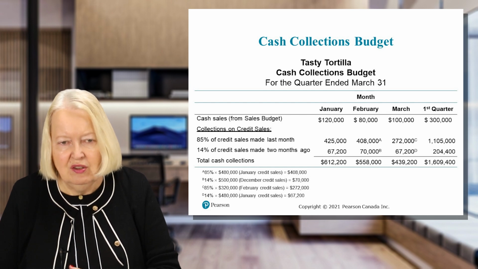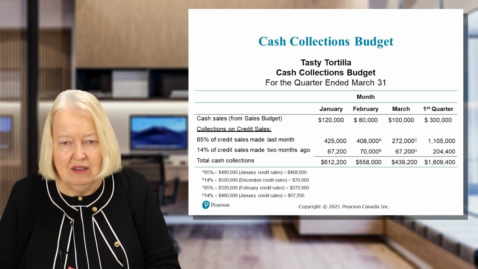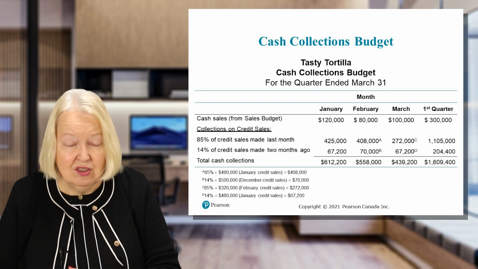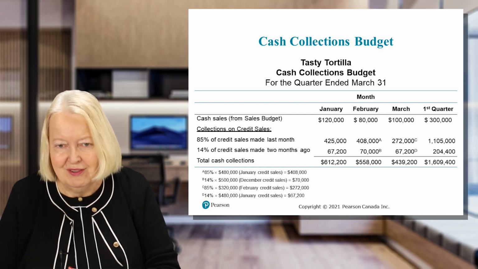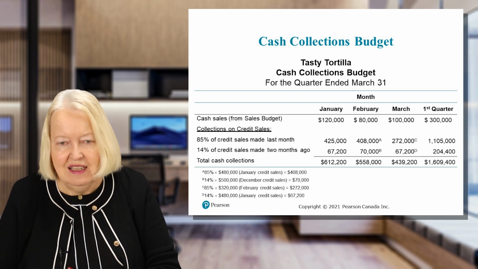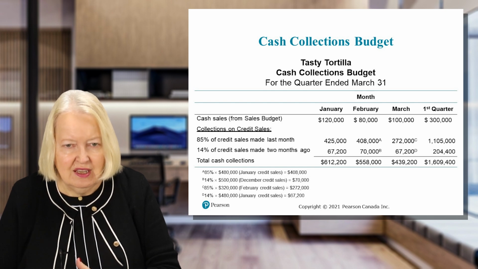Then also in January, you're getting 14% of the sales that were made two months previous, in November. So the cash that you're collecting in the month of January equals the cash sales in January, plus what you're getting in January for December sales, plus what you're going to receive in January for November sales. So the total cash coming in is $612,200. And you would do the same thing for the subsequent two months.